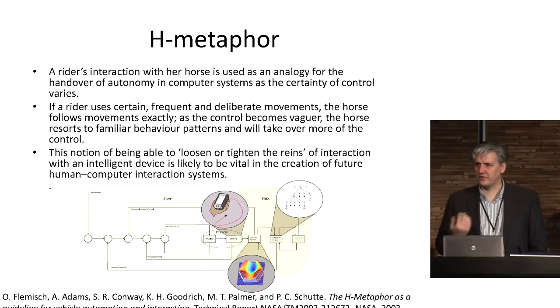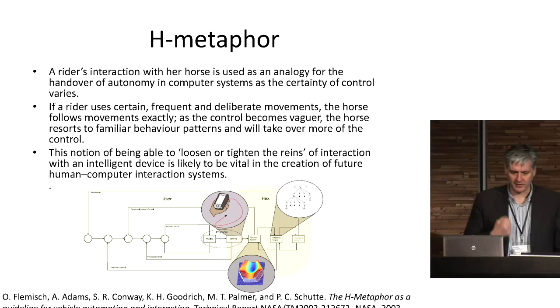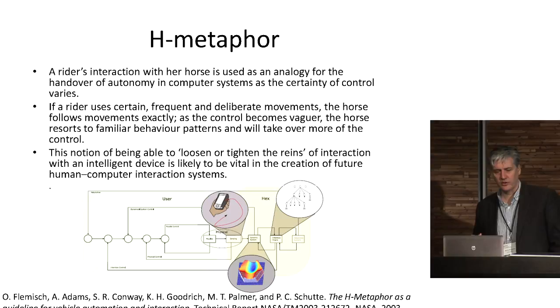So in a horse, if the rider's using frequent deliberate movements, the horse follows these movements exactly. As the control becomes more vague, the horse can resort to its familiar behavioural patterns and it takes over more of the control.